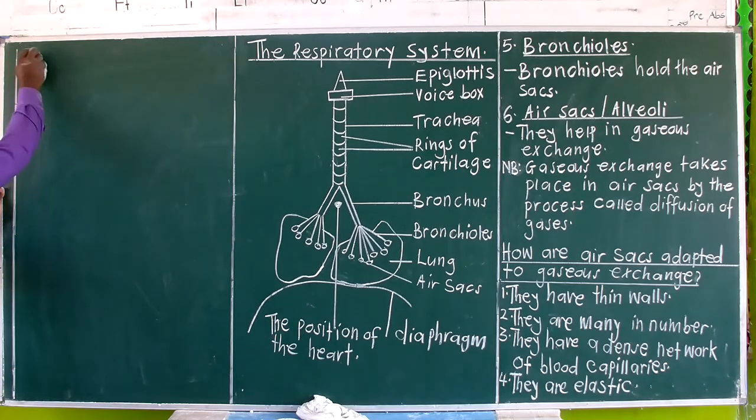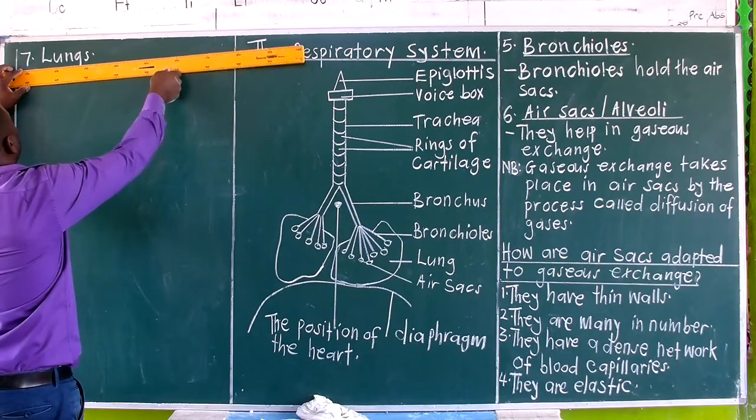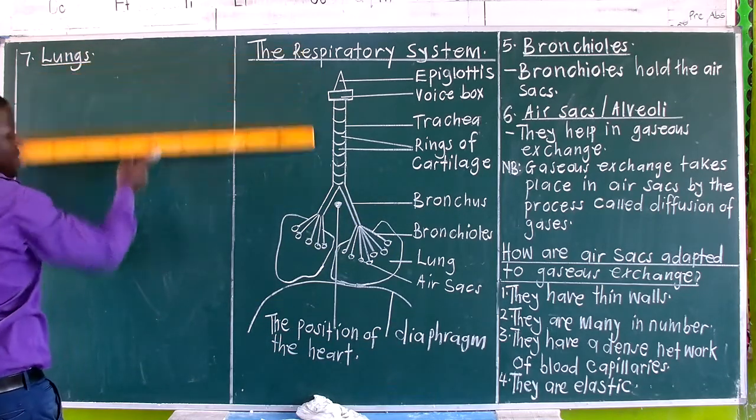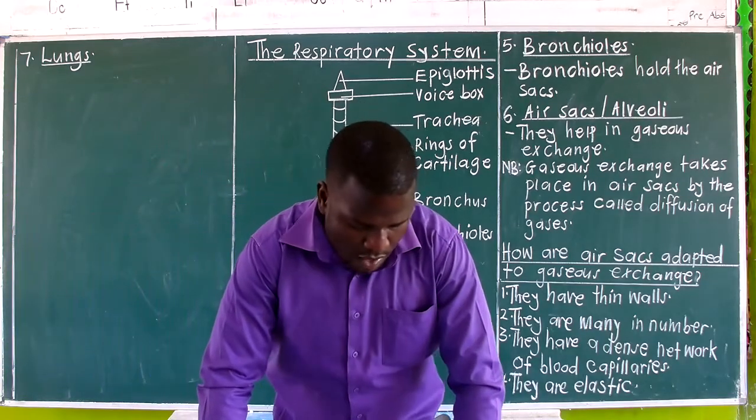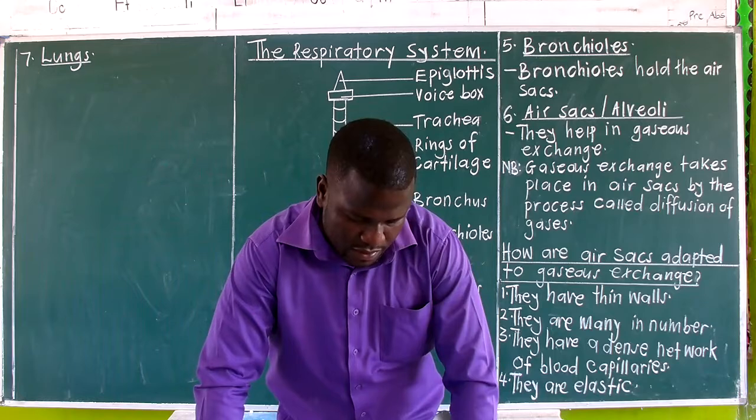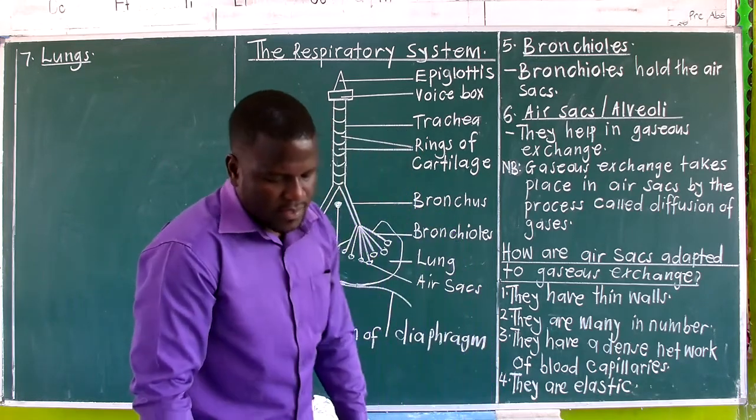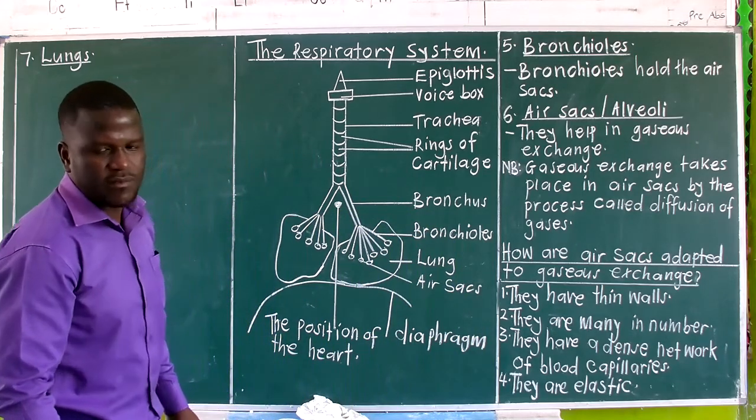Number 7, we have lungs. How are lungs important in the human body? Lungs have 2 major functions. One, they provide oxygen to the body and take away carbon dioxide from blood.